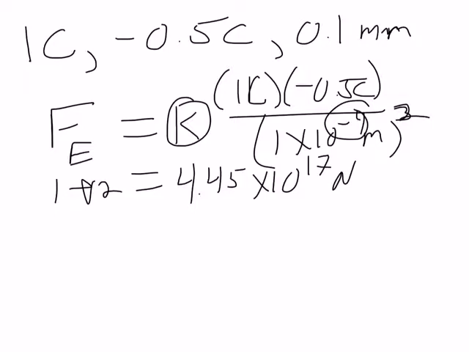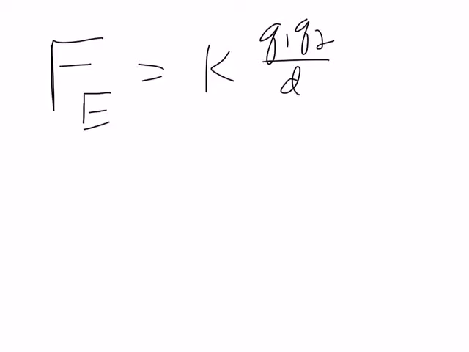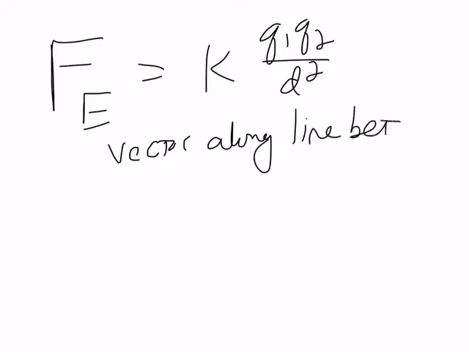Okay. So, going back to Coulomb's law, F E is equal to K Q1 Q2 over D squared. First of all, the force direction, the vector of this force, points along the line between them. So, just like gravity, this points either one particle towards the other or one particle away from the other.